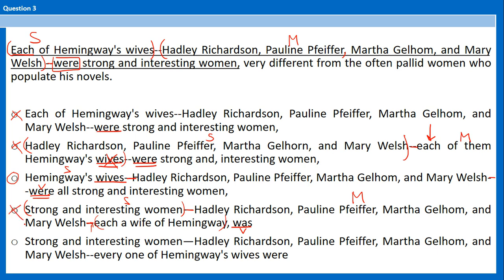Eliminate number 4. The last one is strong and interesting women. That's my subject. Then you have a modifier between dashes, okay? And be careful, get rid of this modifier, and then you need a verb right after the dash. Strong and interesting women were. However, in this structure you have every one of Hemingway's wives were, like an independent clause. And that's wrong. You need a subject for women here. And it is incorrect.